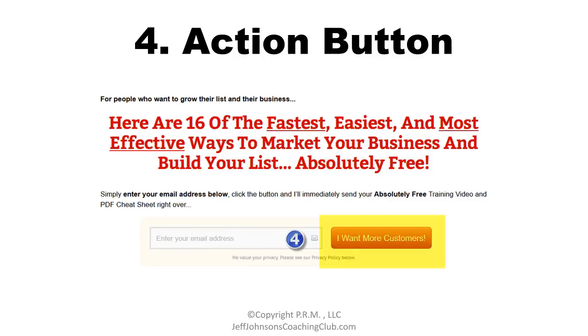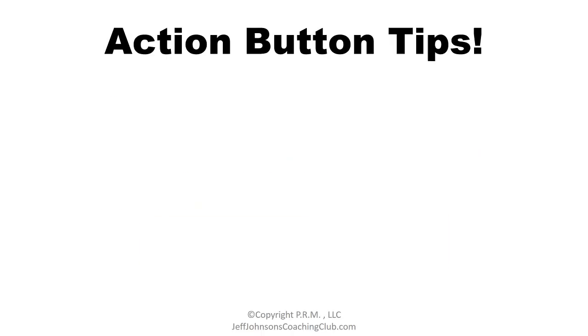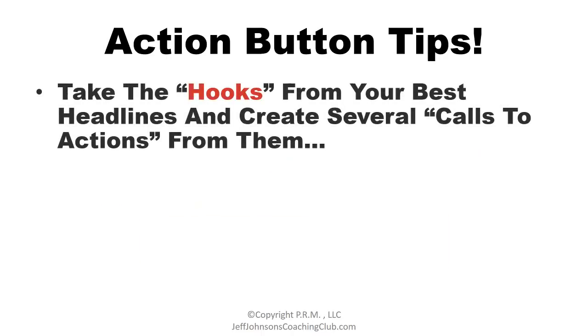Now the fourth thing that we're going to talk about today is the action button itself. Here's an example of it. It's the orange button that's on the page highlighted in yellow, and it says, I want more customers. That's the button that they click in order to actually join your mailing list. They can't do it until they click that button, so that's why we call it the action button.